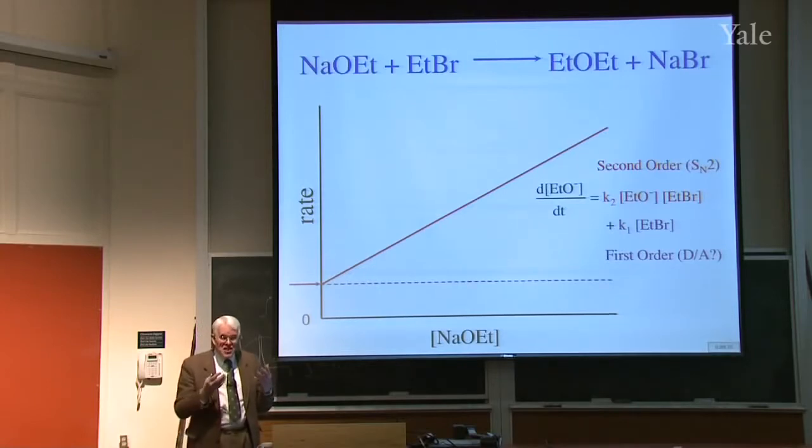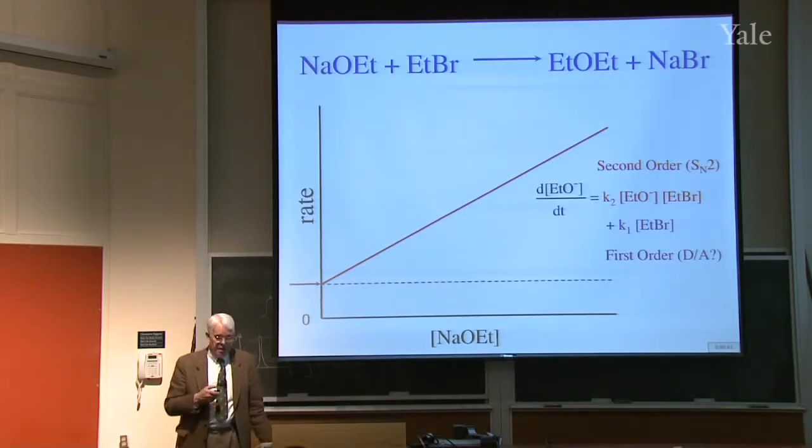How can you get, well, first order could be dissociation followed by association. So there could be some of that going on all the time. And then a little bit of this where the ethoxide attacks, getting more and more as you have a higher concentration of ethoxide. But that's not what it is, right?